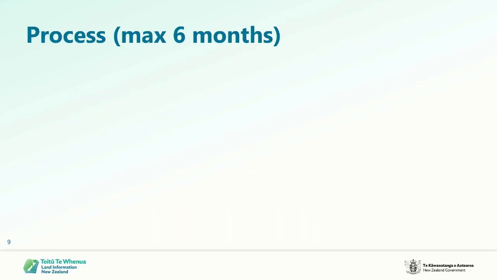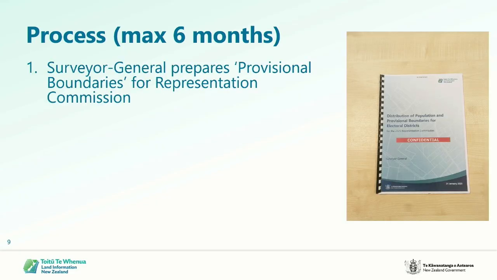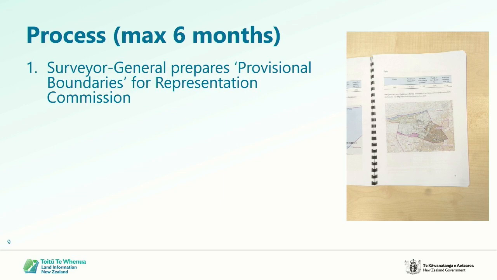The process is a maximum of 6 months from when the Surveyor General presents a provisional boundaries report to the Commission. So producing this report is when I really started using QGIS in anger. So basically we do a map of every single electorate and publish the population for that and how far out of tolerance, well, how much within the plus or minus 5% it is, and highlight the change areas from its current position.